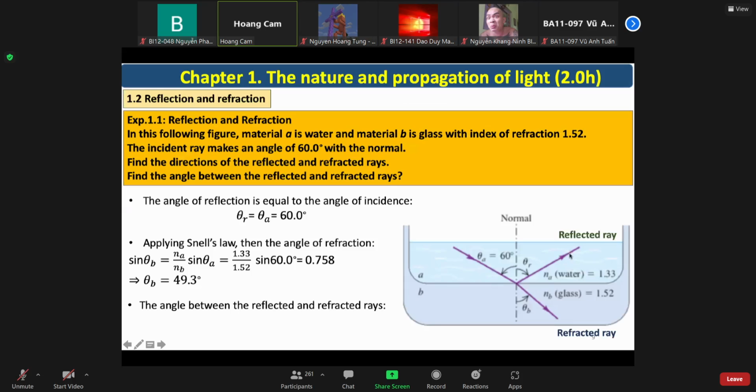And the angle between the reflected rays and the refracted rays, here we go, this angle, right? If you consider this kind of plane, you got 180 degrees. So you should do the subtraction of the angle of reflection and the angle of refraction, and then finally you will get the value around 70.7 degrees. Good. So for the contribution of Minh Hoàng Tùng for this example, you will gain plus 1 point for the midterm test.